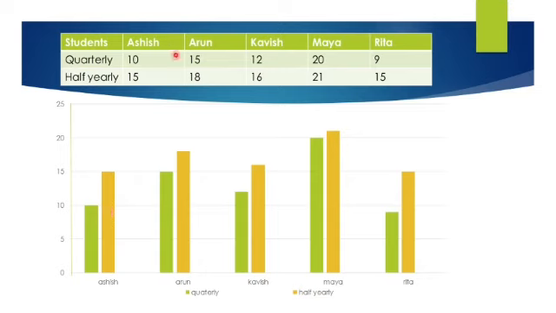Then in the same way Arun scored 15 marks in the quarterly exam. Then the quarterly exam is represented as green and the half yearly exam is represented as orange. Is it clear? In that same way Kavish scored 12 marks in the quarterly exam, represented as green, and orange represents the half yearly exam. He scored 16 marks. In that way we can draw all the graphs of the students. And every student has two bars, for the quarterly exam mark and the half yearly exam mark.